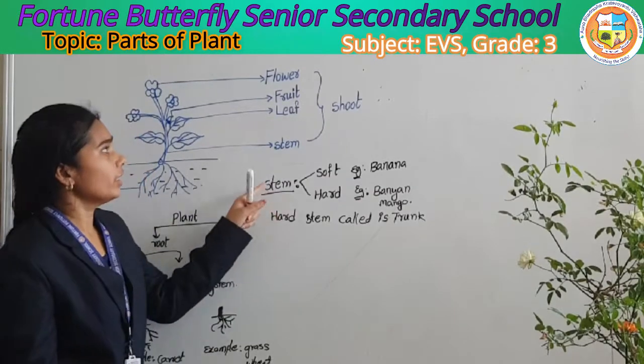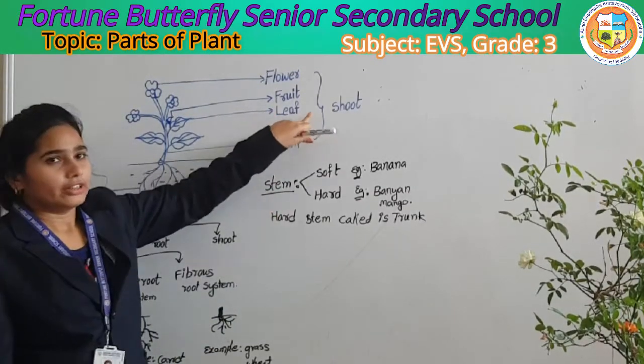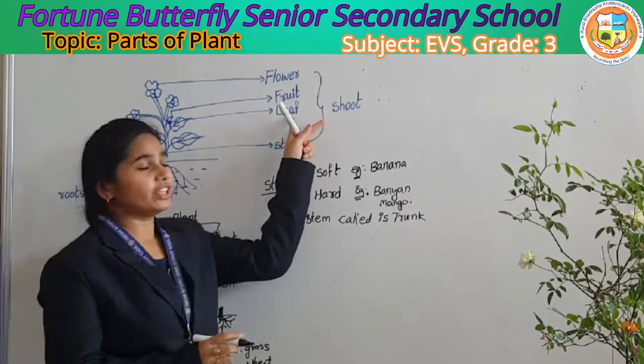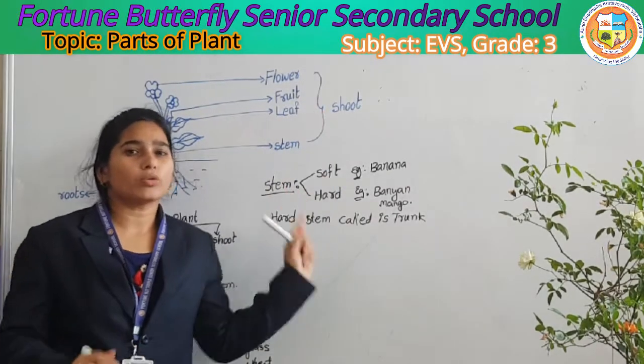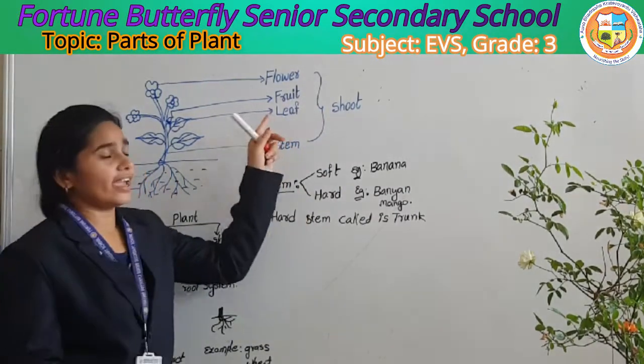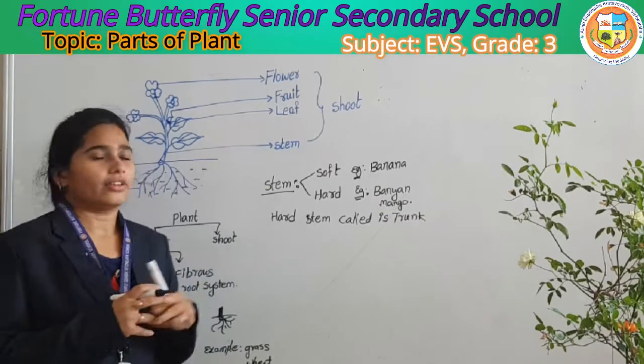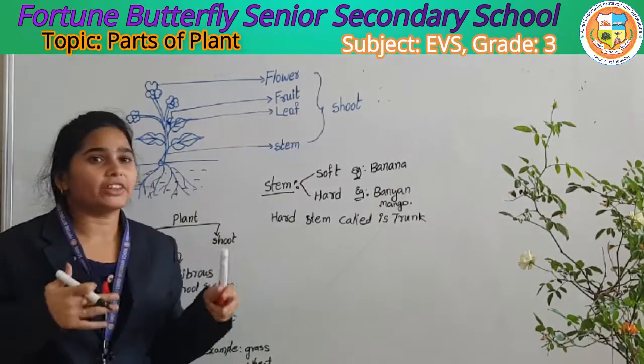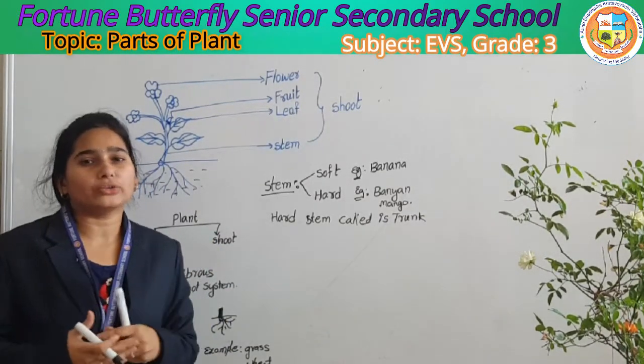Now coming to the leaf. The lower side of the leaf has stomata. Stomata are for the exchange of gases. The leaf prepares the food for the whole plant to eat.